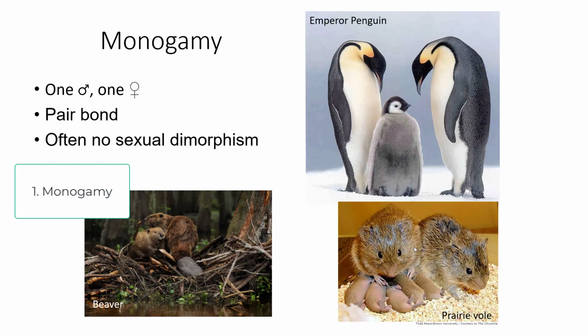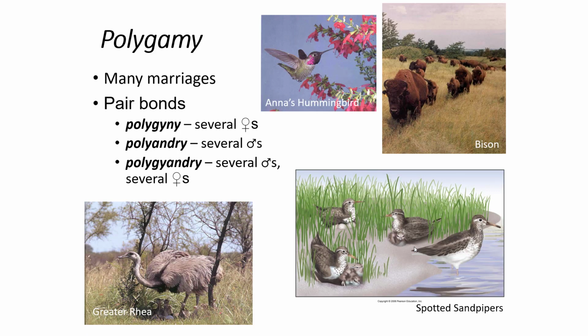Here are examples of monogamy. Emperor penguins are one of the best examples of monogamy. Coming up also are beavers and prairie voles. There's one male, one female. They form a pair bond, often for multiple mating seasons. And in monogamy, there's often no sexual dimorphism. The males and the females generally look the same. In polygamy, you have a couple different methods here. You have pair bonds. Polygyny is several females and one male. Polyandry is several males and one female. And polygyandry is several males and several females.